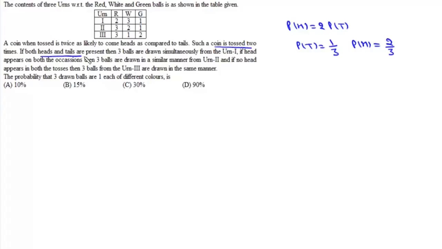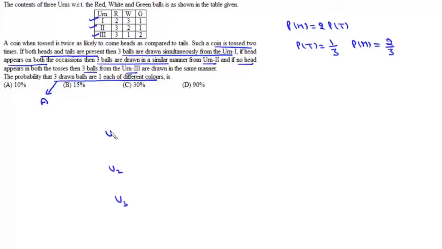Now it says such a coin is tossed 2 times. If both head and tails are present, then 3 balls are simultaneously drawn from urn 1. If head appears on both, then 3 balls are drawn in a similar manner from urn 2, and if no heads appear, then the 3 balls are drawn from urn 3. We need to find the probability that the 3 drawn balls are 1 each of different colors. Suppose this is event A. It's a conditional probability question. The 3 balls can come from either urn 1, urn 2 or urn 3. So we have 3 events, U1, U2 and U3, and then this is your event A.